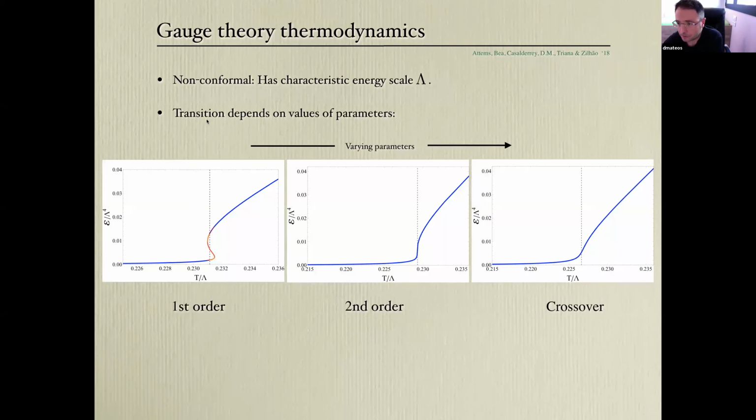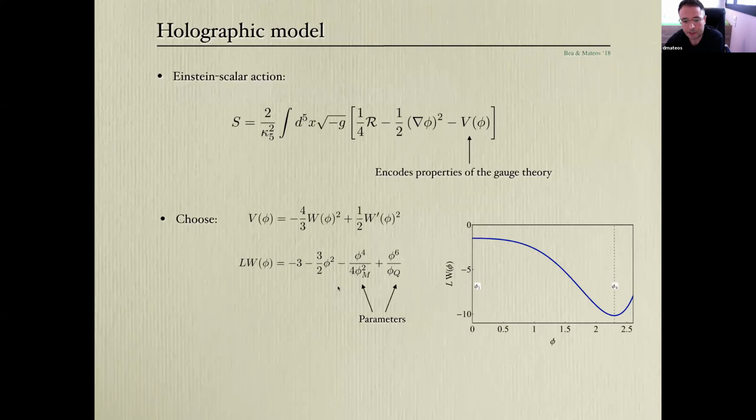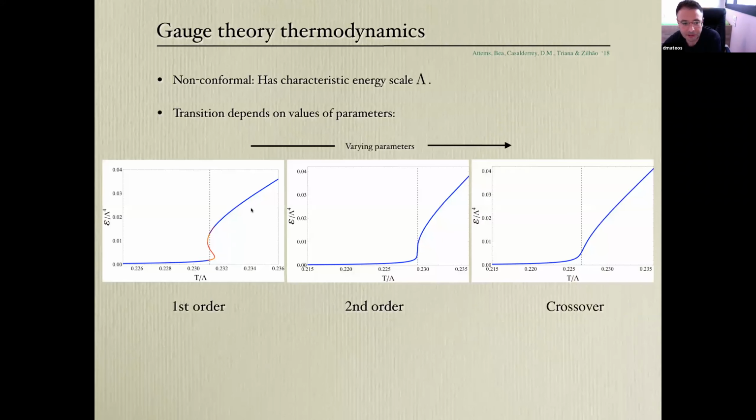And the transition in the gauge theory as a function of temperature depends on the values of these parameters here, phi_m and phi_q. So as you change those parameters, you change the potential, and that changes the gauge theory. And you can go from a gauge theory that has a first order phase transition, as you see here, in a plot of energy density as a function of temperature. And you see that the energy density is multivalued as a function of temperature, as you expect for a first order phase transition, which in this case would happen between this state and this state. But if you vary those parameters, you can actually turn the first order phase transition into a second order phase transition or into a crossover. But in all cases, the critical temperature, either here or here, or the characteristic temperature at which the crossover takes place, is set in order of magnitude by this characteristic scale of the theory, Lambda.